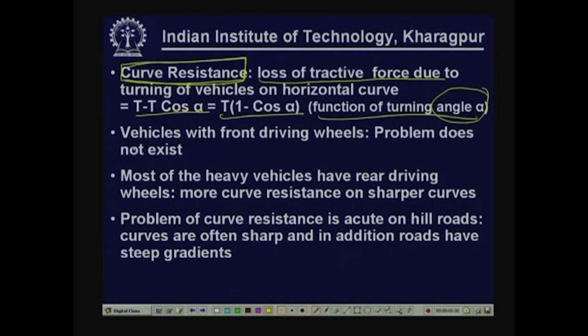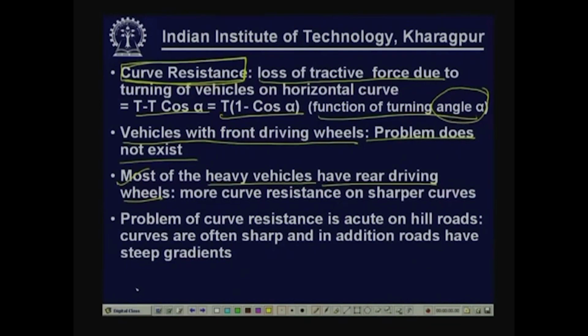Now, obviously, for vehicles with front driving wheels, this problem does not exist, and it will be severe for heavy vehicles, because most of the heavy vehicles have rear driving wheels. Therefore, there is more curve resistance on sharper curves, because it depends on alpha. Alpha is more for sharper curves, so there is more curve resistance.